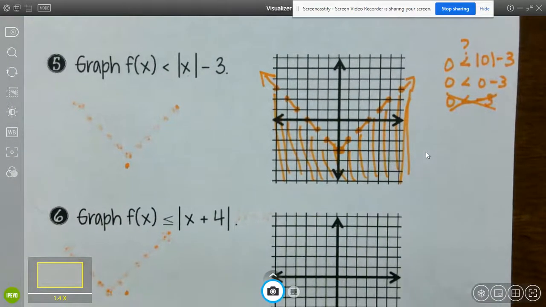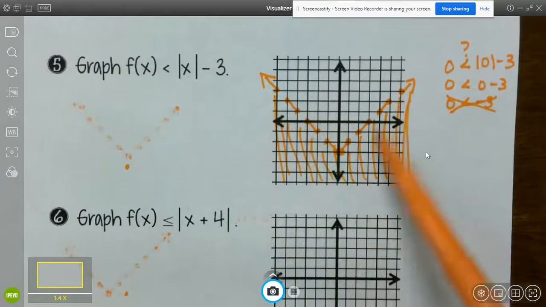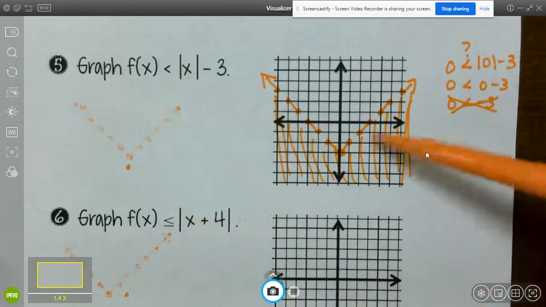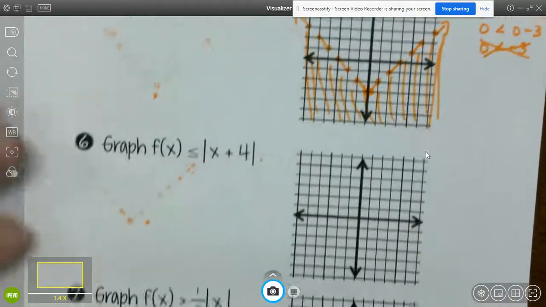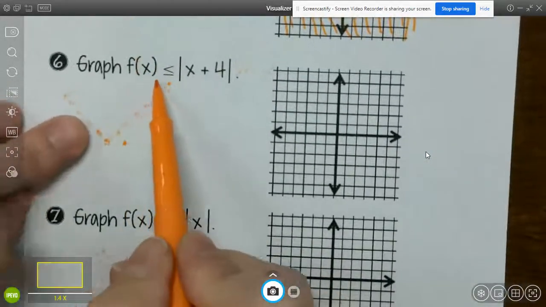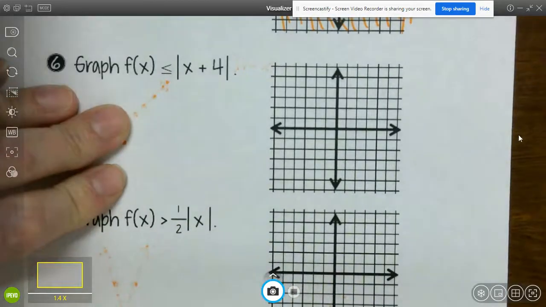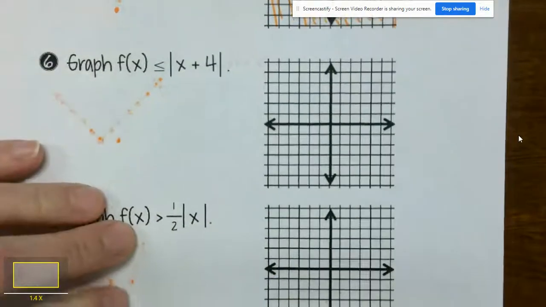So the difference in graphing these is that you're going to be doing dotted and solid lines depending on whether you have an equal to there. And you're also going to have to do some shading. So let me try another one with you. F of x is less than or equal to x plus 4. Okay, if I do f of x is less than or equal to x plus 4.